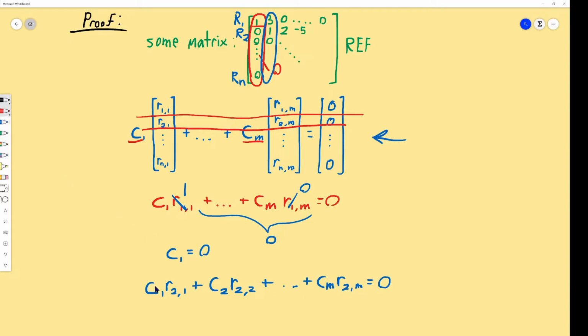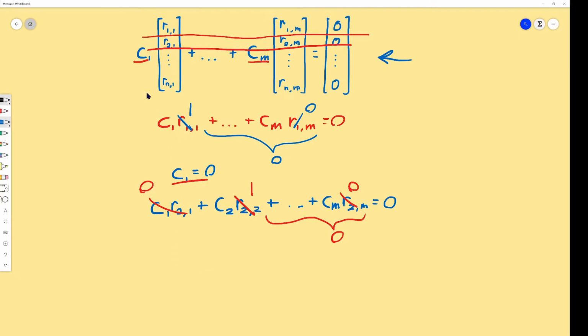Well, we know that C1 is equal to 0 already, so we know that this first term is just equal to 0. And if we look at the column up here, we don't have to count the first entry anymore because C1 is equal to 0. All of the elements that come after R2,2, that come after the second entry of the second column, are equal to 0. And so this remaining part of the linear combination goes to 0 because all of the r's are equal to 0. R2,2 is just equal to 1.